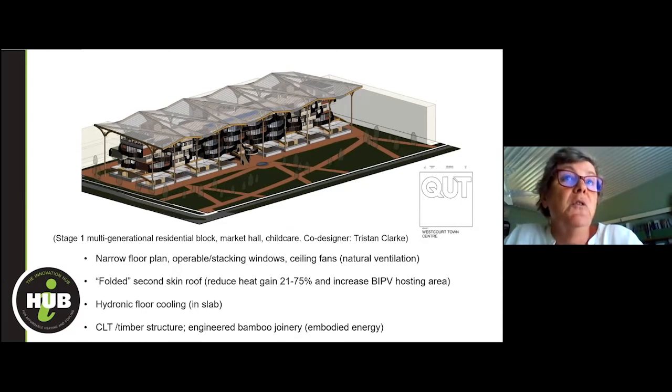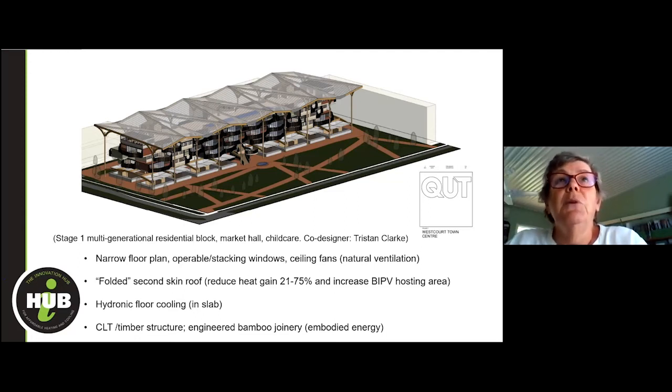Interestingly, a folded second skin roof or a double roof, which is not uncommon in hot tropical areas, but not common in Australia. This second skin roof has been shown in literature to reduce heat gain by somewhere between 21 and 75%. But also this particular roof increases the hosting capacity area for building integrated PVs. The design also includes hydronic floor heating in slab. I'm not convinced that that's necessarily a tropical solution yet, but also CLT and timber construction and some internal joinery, etc., looking at embodied energy.